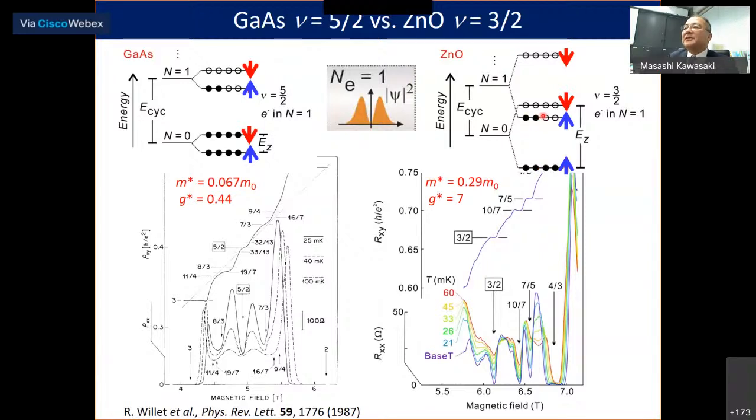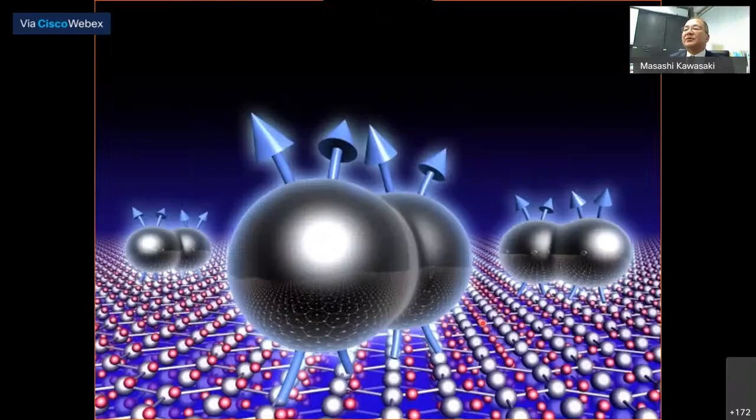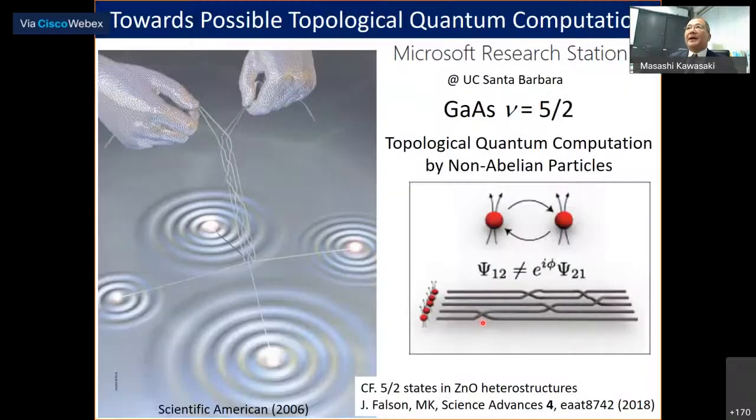and this is half filled. And this gives you quantization, and this quantization is thought to be like forming pairs of composite fermions. One electron captures 2 flux quanta, and these composite fermions get paired like a Cooper pair in a superconductor. And this kind of particle gives you even-denominator states. And this state is very interesting in terms of topological quantum computation.